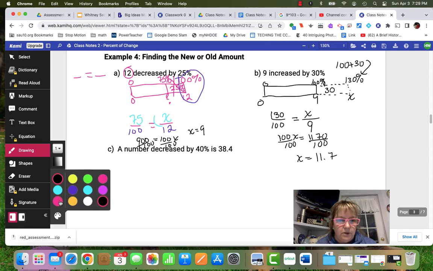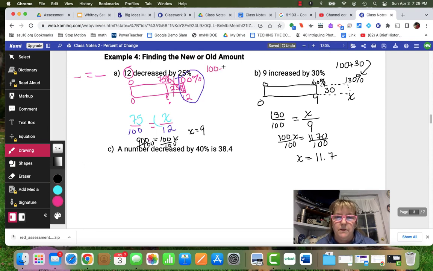Oh, by the way, I'll just go back over to here. We found the 75% by saying 100 minus 25 is equal to 75. So going back to this one down here, if you have a number decreased by 40%, same thing as up here.